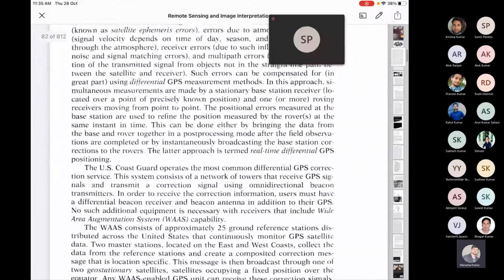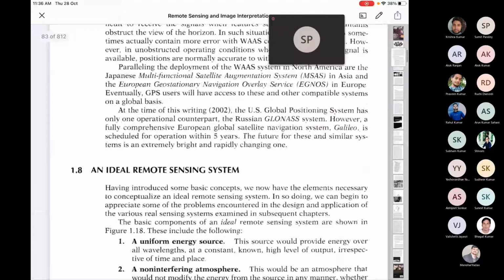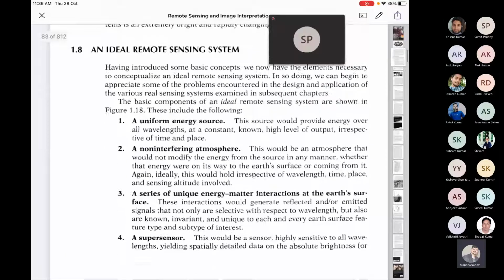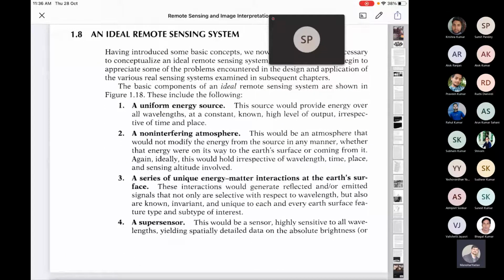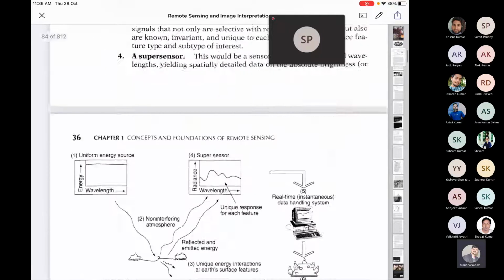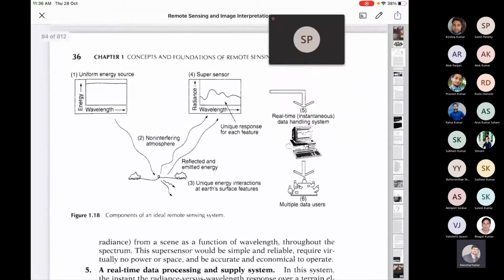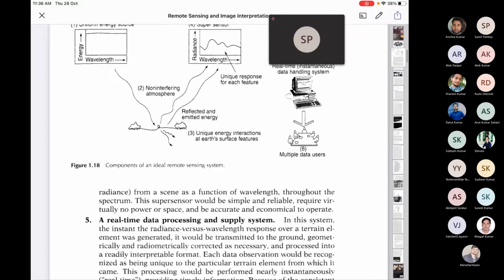The basics of GNSS concepts are covered over here. Then the entire overview is given in 1.8, the ideal remote sensing system. What are the various components? If you see figure 1.18, they talk about the major components which are involved and which require in-depth discussion: the energy source, interaction in the atmosphere, interaction with the target, and the final step, sensing the energy at the sensor and recording the information in the storage device in terms of binary numbers.